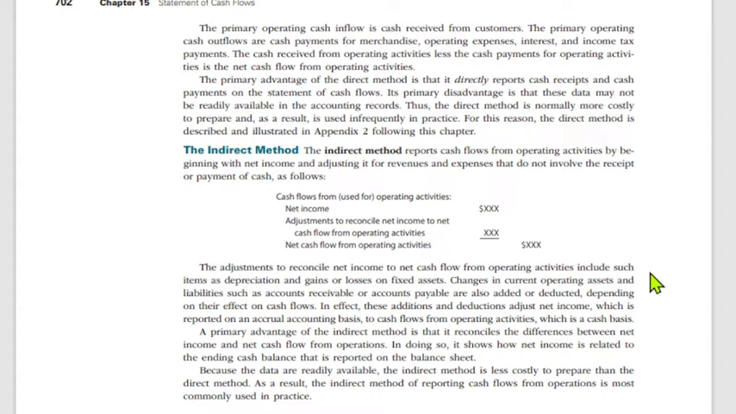The adjustments to reconcile the net income to net cash flow from operating activities include such items such as the depreciation, gain or losses on fixed assets. Okay. Ito yung critical on the item of the comparison or the reconciliation of the net income and the statement of cash flows. Remember, depreciation, yan ay incorporated sa income statement. Binabawas yan as an expense, di ba? Expense yan. So, ibig sabihin, yung net income mo, nakabawas dyan yung depreciation expense.